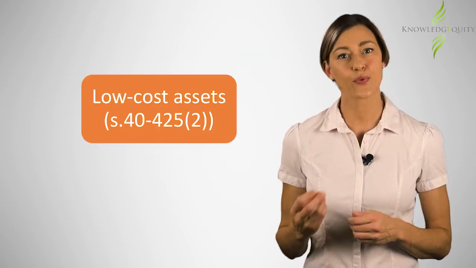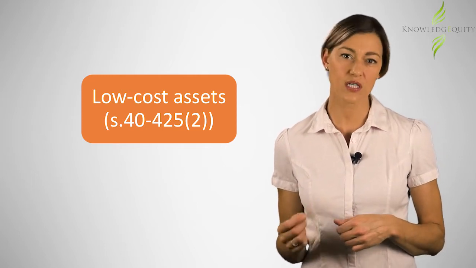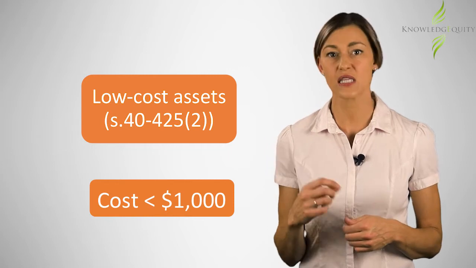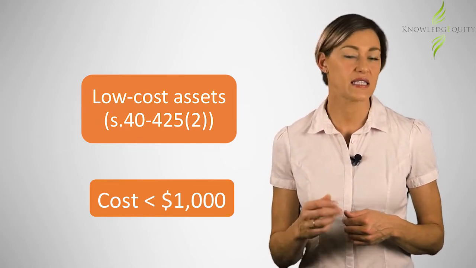Low-cost assets are depreciating assets excluding horticultural plant items which have a cost of less than $1,000 in the year first installed. That is, in the first year it is available for use. Remember though that this excludes assets that cost less than $300, which are eligible for immediate deduction under Section 40-80.